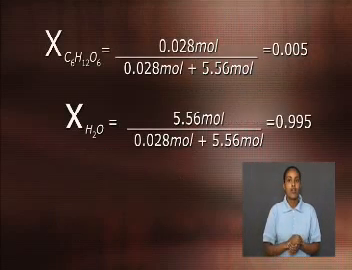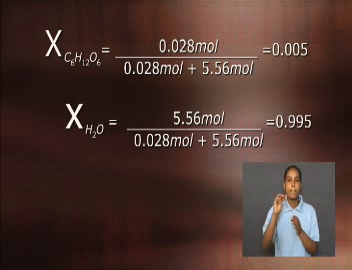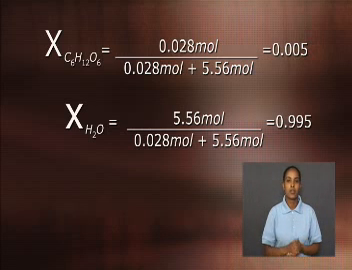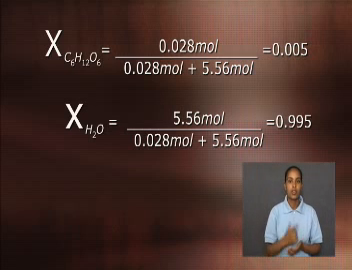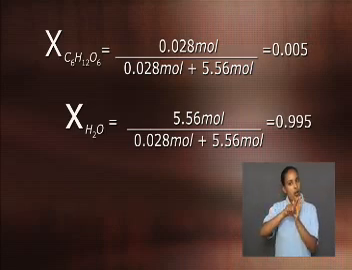Then we can find the mole fractions of both the solute and solvent using these equations. For the solute, we divide the number of moles in the solute by the number of moles in the solute plus the number of moles in the solvent. For the solvent, we do the opposite. These numbers can be used in the Raoult's law equation.